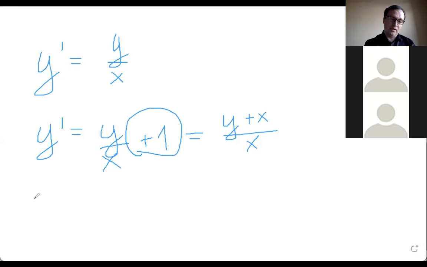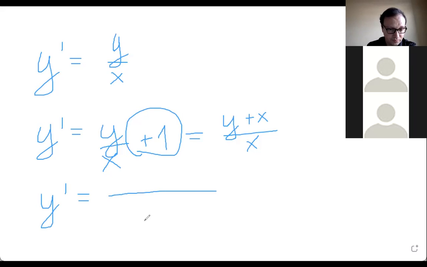Let's see. Another example, let's say an equation which is a linear homogeneous equation, but it is not of homogeneous type. So let's say y prime is equal to, let's say, so I said linear and homogeneous, but not of homogeneous type.